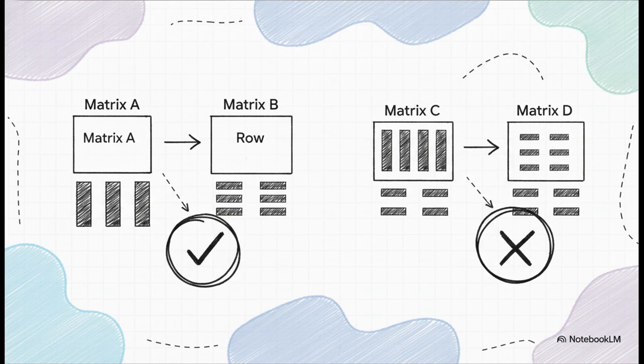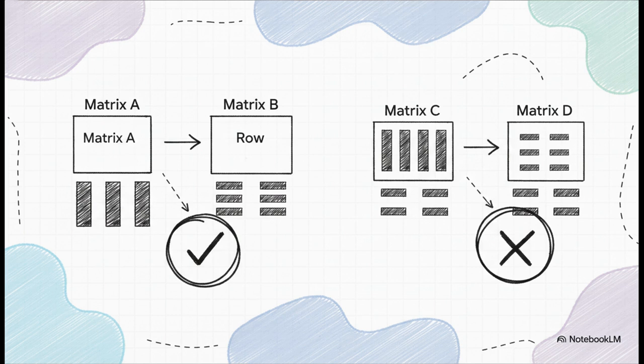You can't just take any two random data sets and mash them together. To multiply matrix A and matrix B, the number of columns in matrix A must exactly equal the number of rows in matrix B. It's like puzzle pieces. For example, if you have a 7 by 3 matrix and you want to multiply it by a 3 by 5 matrix, look at those inner dimensions, the 3s. They match. That works perfectly. And it's going to result in a brand new 7 by 5 matrix.